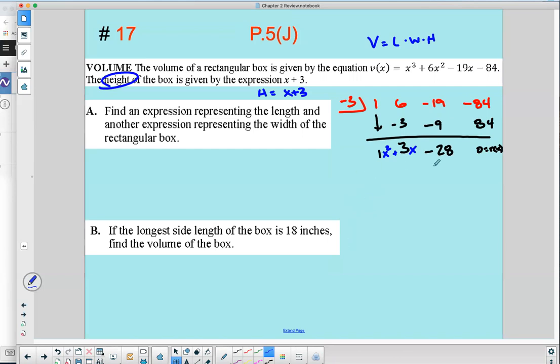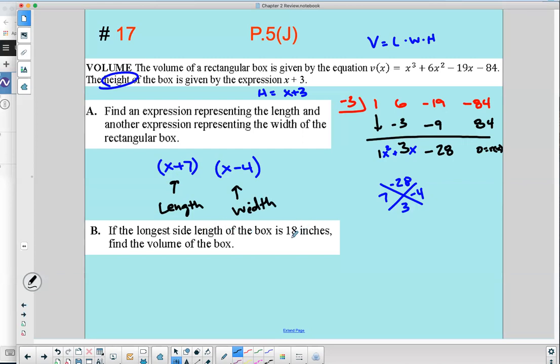Okay. So find the expression representing the length and another expression representing the width. What that means is we need to factor this. So factors of -28 that add up to 3 are going to be 7 and -4. So we have x plus 7 and x minus 4. One of these will be length, one of them will be width. We'll call this one length, and we'll call this one width.